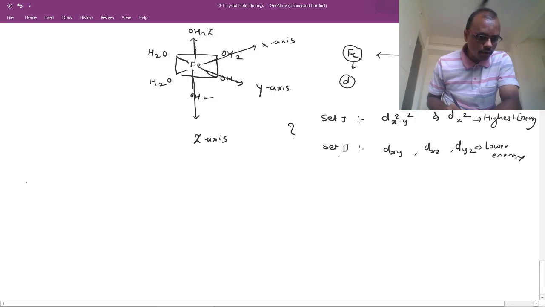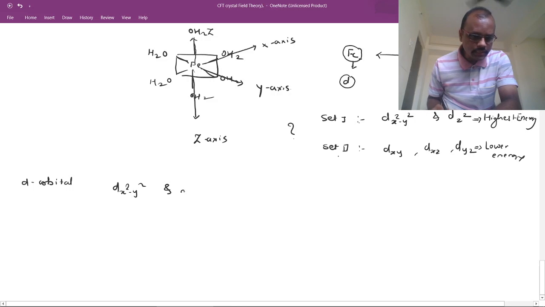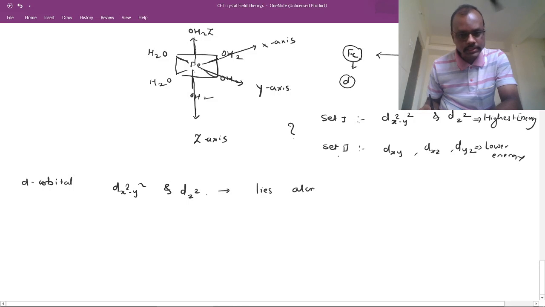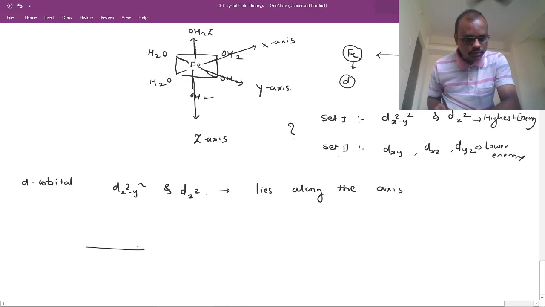Now if you see the d orbitals, the dx square minus y square and dz square lie along the axis. Suppose this is my diagram. If I have to show dx square minus y square, this is my x and this is my y, so I'll show it like this. That means my lobes are directed along the axis.